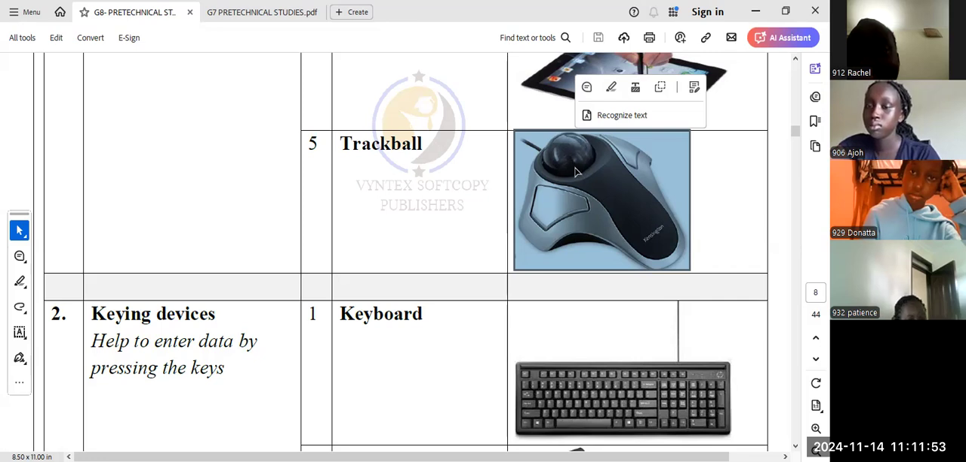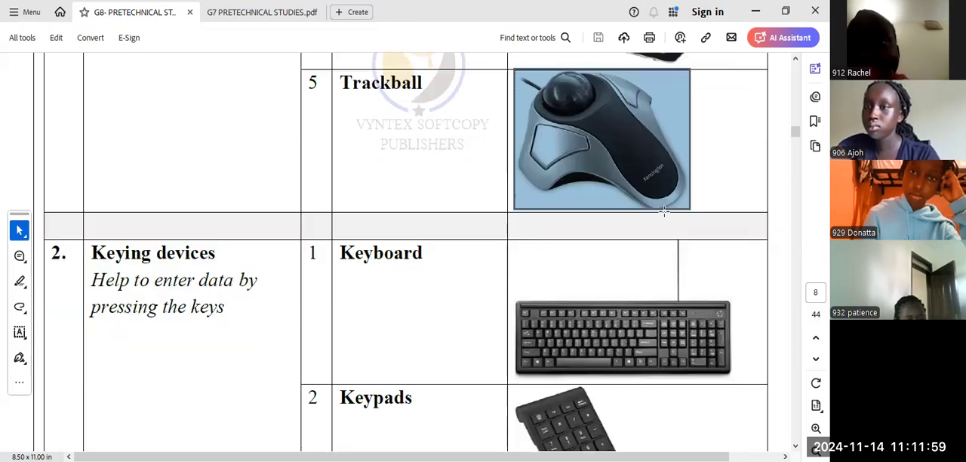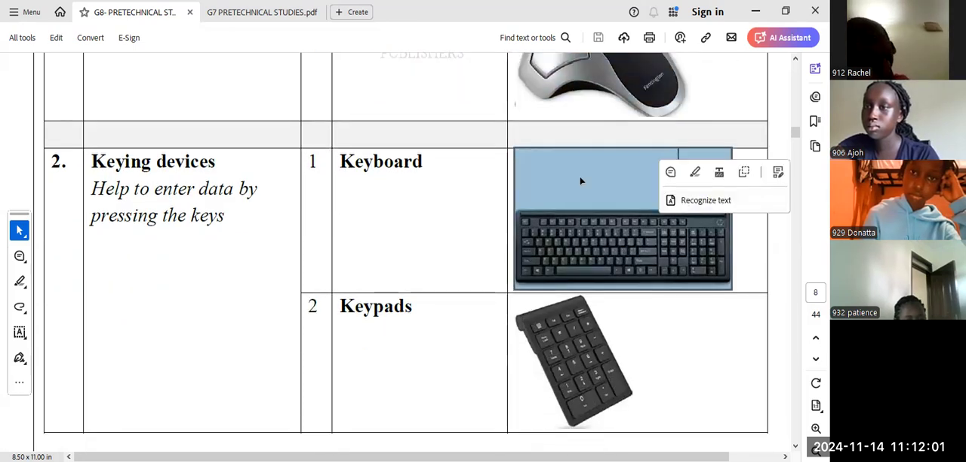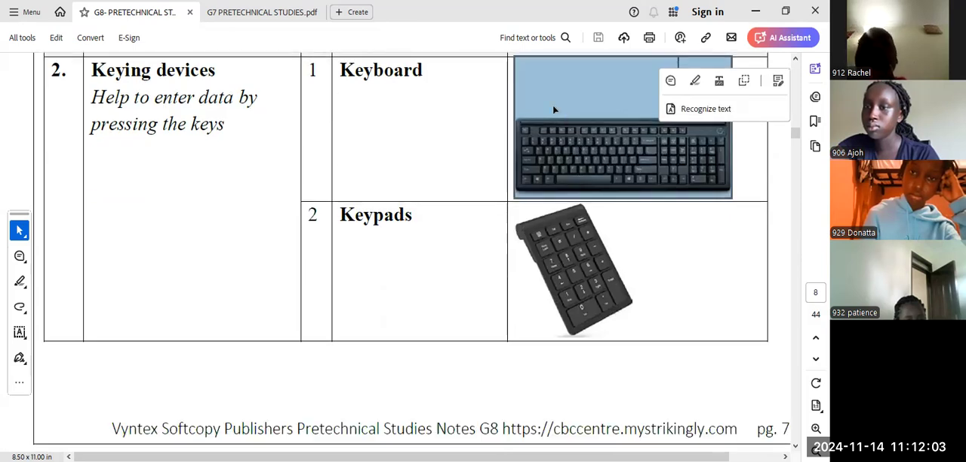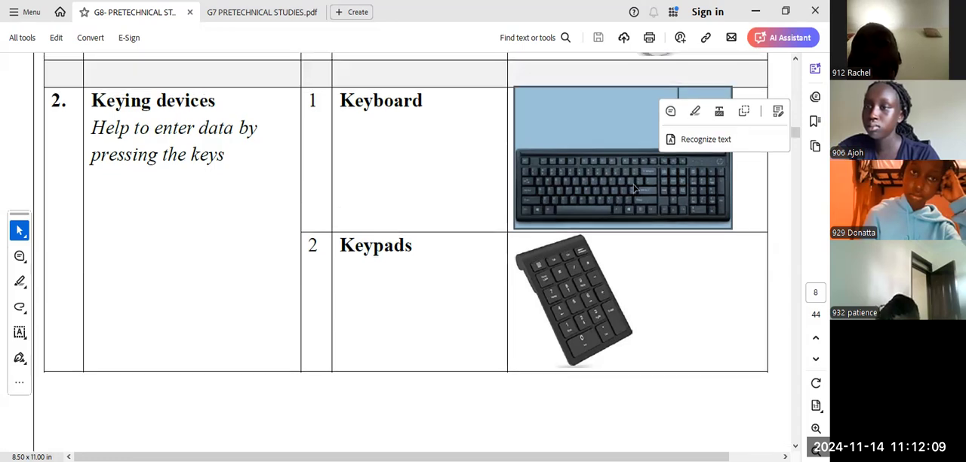You have to track the cursor on the screen for you to be able to move from one location to another. Then we have the keyboard. Of course, you know the keyboard, all of you, and you should be able to know the parts and the functions of the keys found on the keyboard. This one was taught in grade 7.